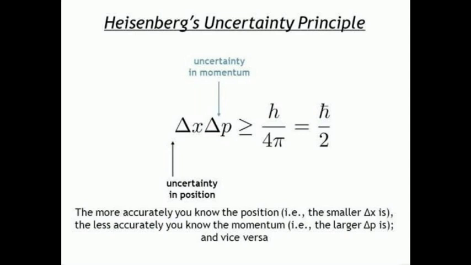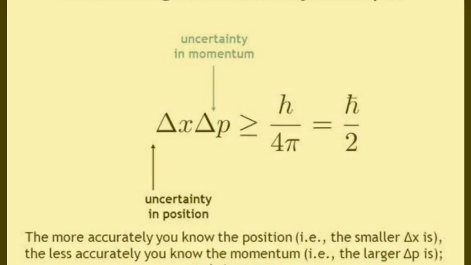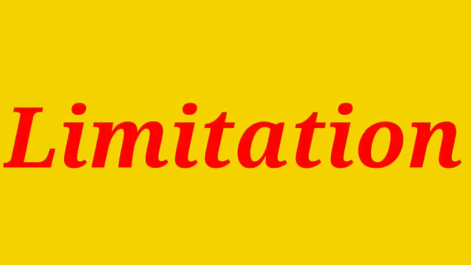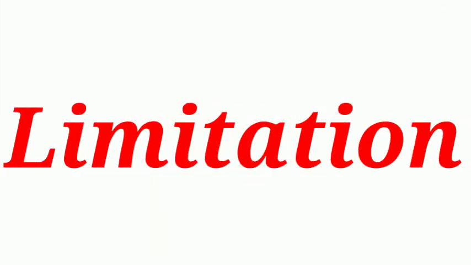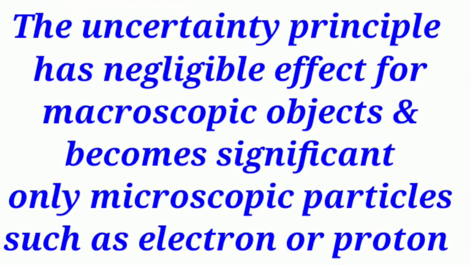Once again, let me remind you what the Heisenberg uncertainty principle is. It is impossible to measure simultaneously both position and velocity or momentum of a microscopic particle with accuracy or certainty. What about the limitation of the Heisenberg uncertainty principle? The uncertainty principle has a negligible effect for macroscopic objects and becomes significant only for microscopic particles such as an electron or proton.